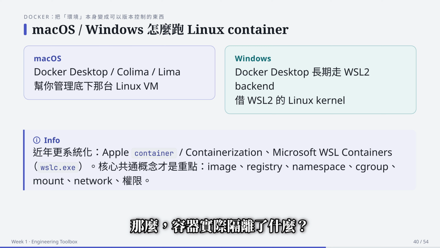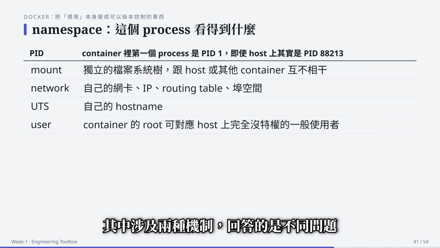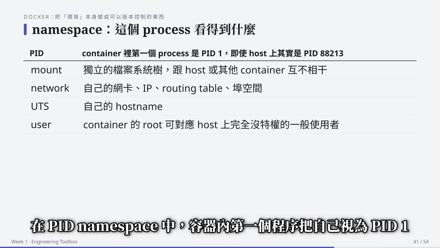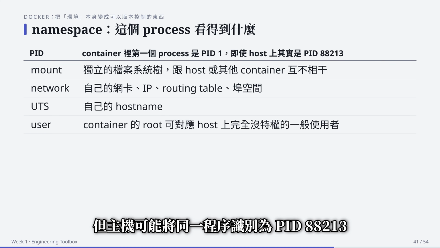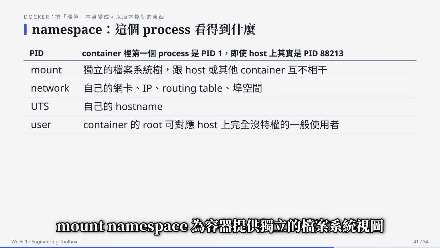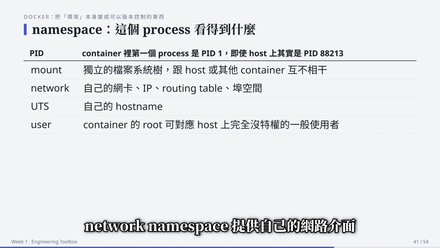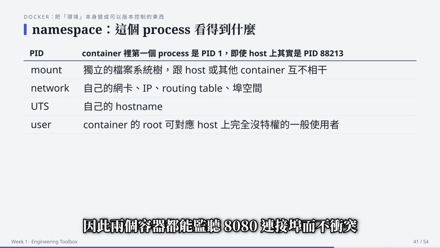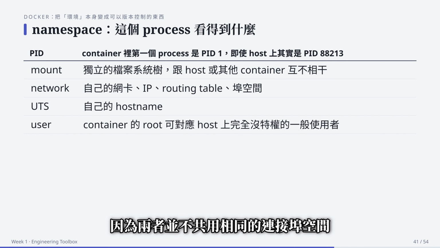So what does a container actually isolate? Two separate mechanisms are involved, and they answer different questions. A namespace controls what a process can see. In a PID namespace, the first process inside a container sees itself as PID 1, even though the host may identify that same process as PID 882013. It's the same process with different identifiers in different namespaces. A mount namespace gives the container an independent file system view. A network namespace provides its own network interfaces, IP addresses, routing table, and port space. That's why two containers can both listen on port 8080 without a conflict. They don't share the same port space.